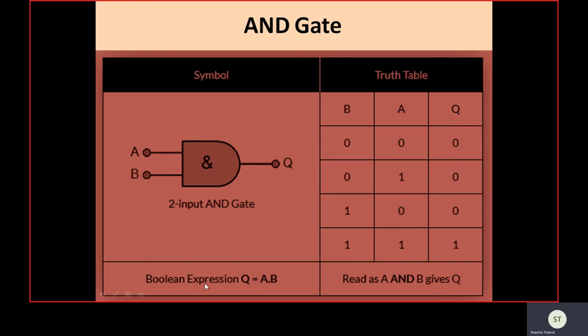So the Boolean expression we can represent output variable Q in terms of input variables as A dot B, and the logical statement says that if all the inputs are 1 then only the output is 1.